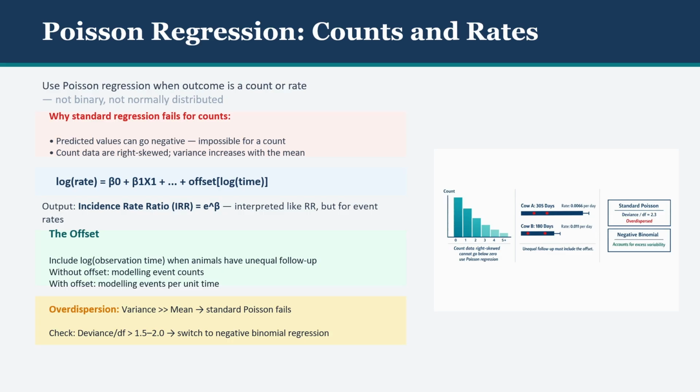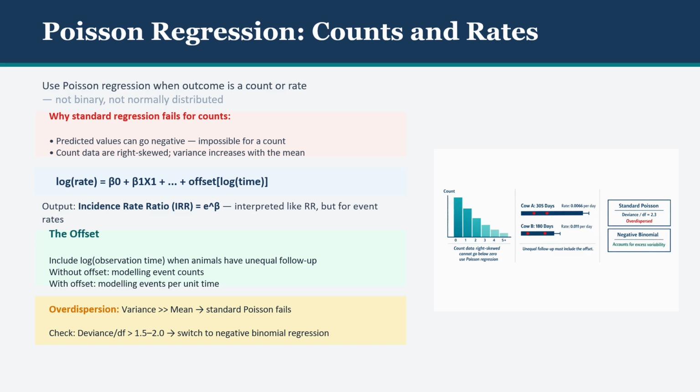How many mastitis episodes did this cow have? How many lameness events per pen per month? How many disease events per 100 cow days? These are counts or rates. Linear regression fails because it can predict negative values, which is impossible when your outcome counts events. Logistic regression is for binary outcomes only.